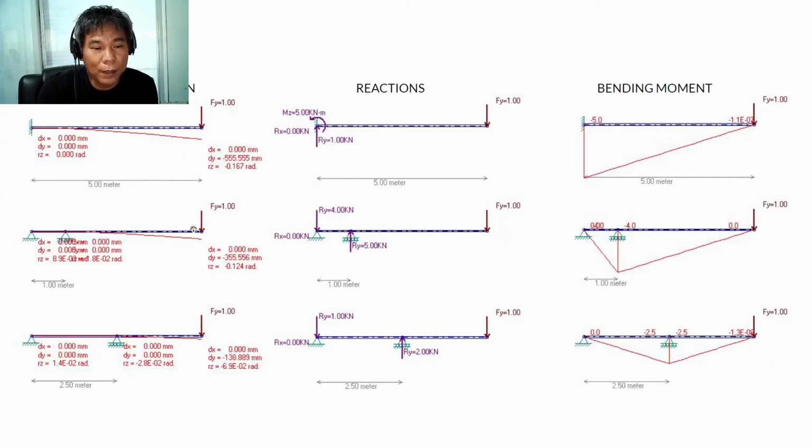the deflection becomes smaller, 355 millimeter. But if the roller is moved farther away, like 1 meter to 2.5, the deflection is only 138. So at least it is no longer as bad. But the reactions are here. This one is a cantilever, so aside from the horizontal and vertical reactions, it also has bending.